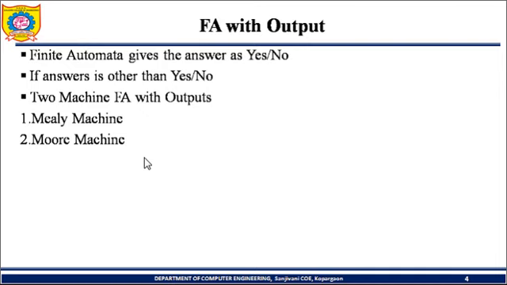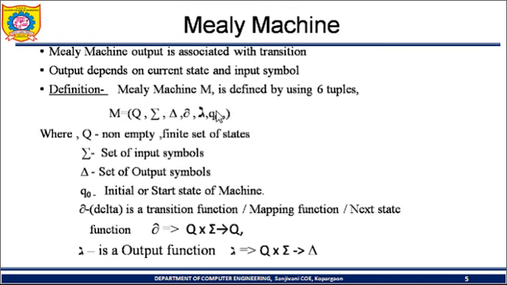Now there may be a case where we want an answer other than yes or no. In some cases we want the answer as 1 or 0, or after accepting a given string print hello, after rejecting the string print bye, whatever it may be. So if we want the answer other than yes or no, then we will require FA with output. There are two such machines, the Mealy and Moore machines. First of all we will see the definition of the Mealy machine.